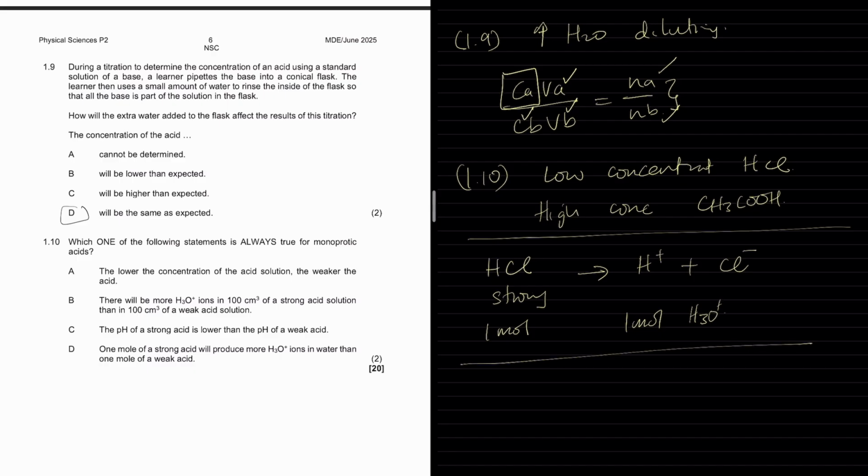However, for a weak acid such as CH3COOH, your acetic acid, 1 mole of this will not give you 1 mole of H3O plus. And that's because it is a weak acid, and weak acids will ionize partially. So the answer is D. 1 mole of a strong acid will produce more H3O plus ions in water than 1 mole of a weak acid.